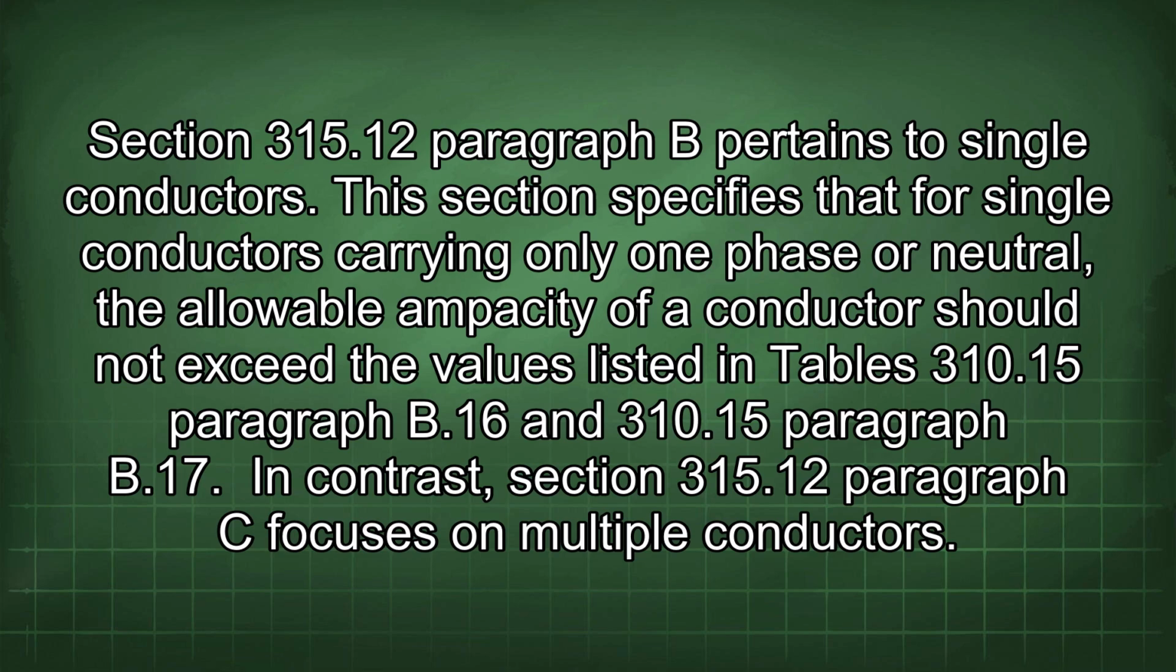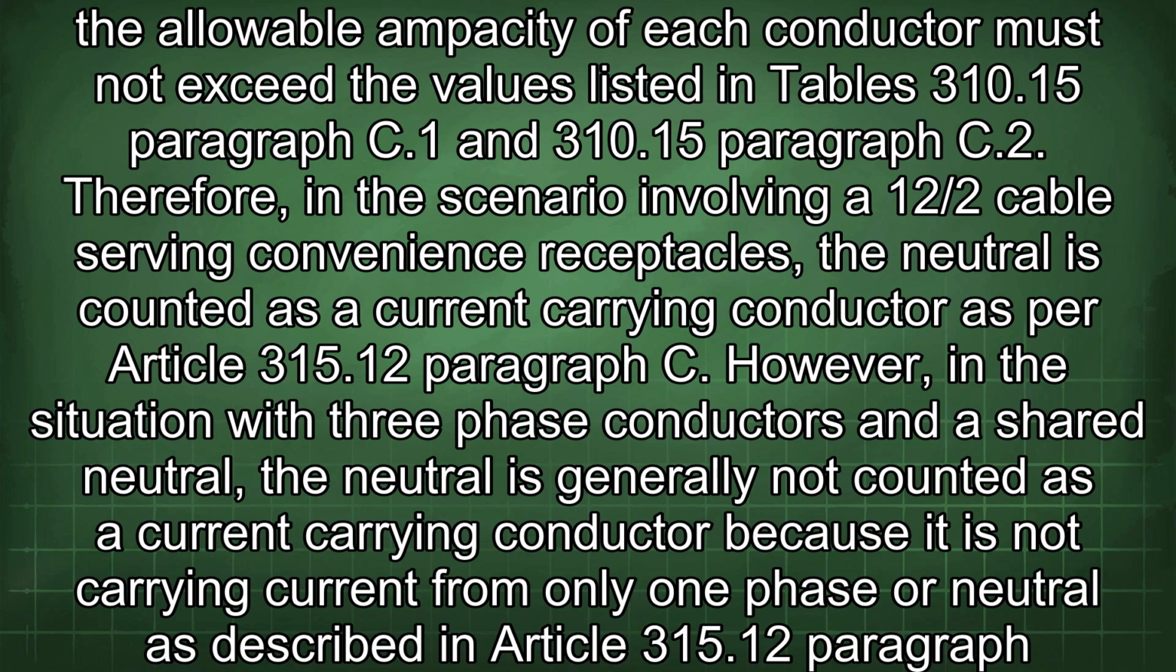In contrast, section 315.12 paragraph C focuses on multiple conductors. It states that for conductors installed in a raceway, cable, or similar enclosure, like a 12/2 cable, the allowable ampacity of each conductor must not exceed the values listed in tables 310.15 paragraph C1 and 310.15 paragraph C2. Therefore, in the scenario involving a 12/2 cable serving convenience receptacles, the neutral is counted as a current carrying conductor as per Article 315.12 paragraph C.